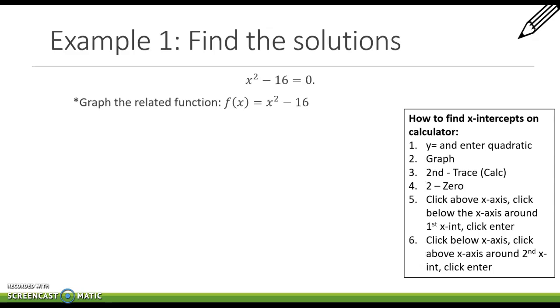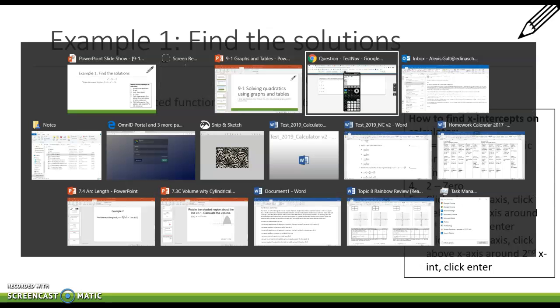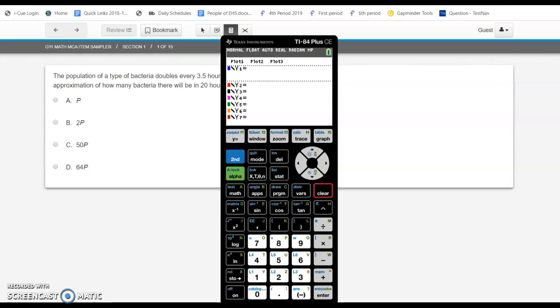Okay, we're going to do example 1. Example 1 says find the solutions to x squared minus 16 equals 0, which is a quadratic equation. We are going to start by graphing the quadratic function, even though we can't graph the equation. We're not able to graph that equals 0 part. We're going to graph the function. So go ahead and grab your graphing calculator.